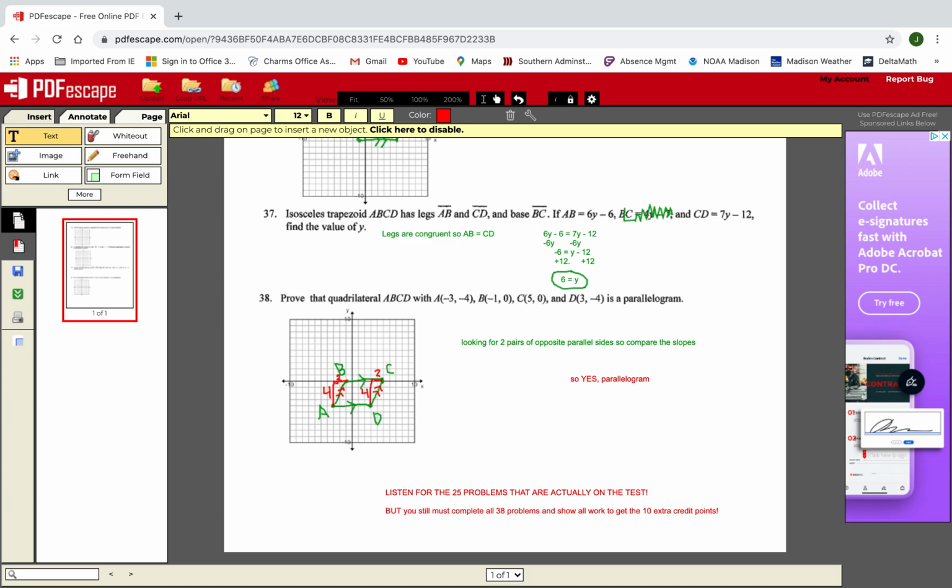And page 8, all but one of these: 33, 34, 35, 36, and 38. Now go back and count the ones you circled and make sure you got 25 of those circled.